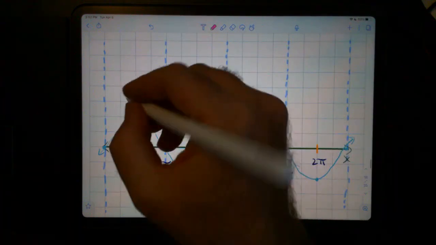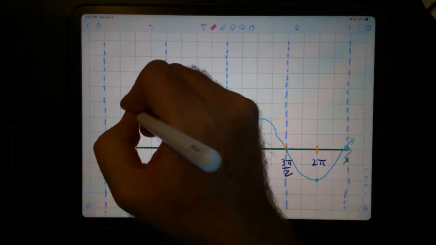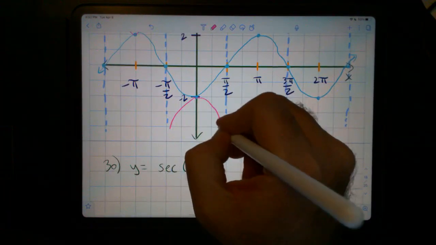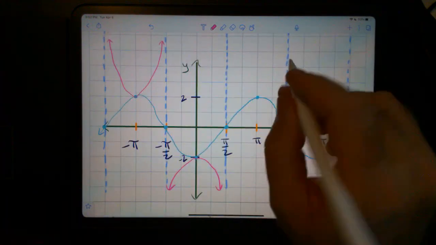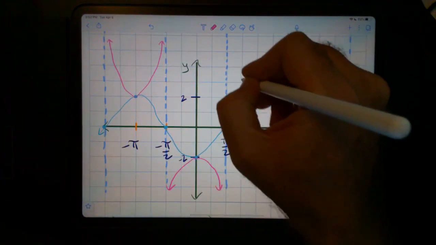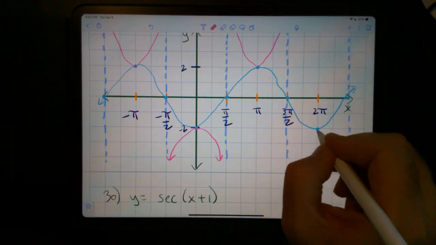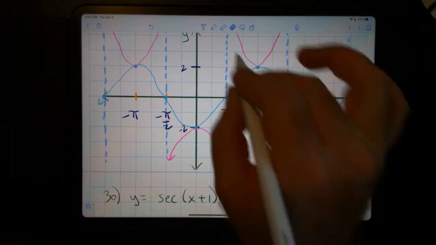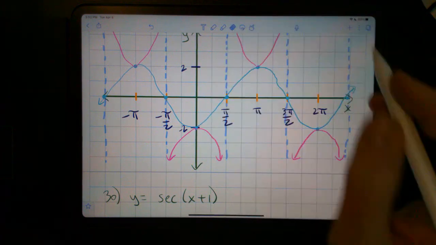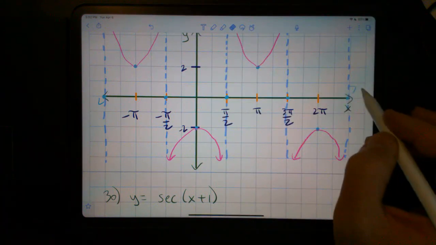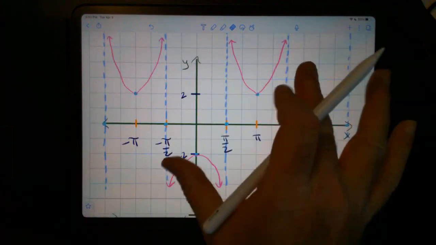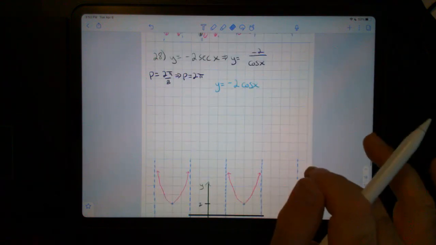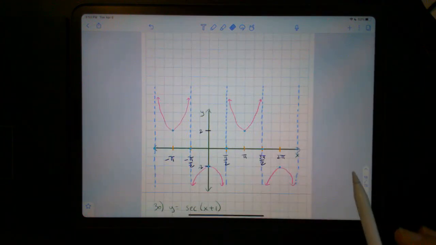And then the cosecants, the mountains, and your valleys. Those are not mathematical terms. Those are just things that I made up. And then we can erase the cosine graph because we don't need that. There you go. So this is the graph of y equals -2 secant of x, the pink parts.